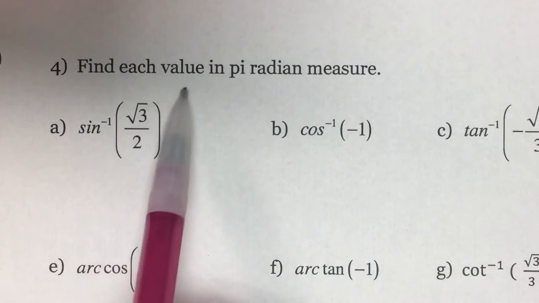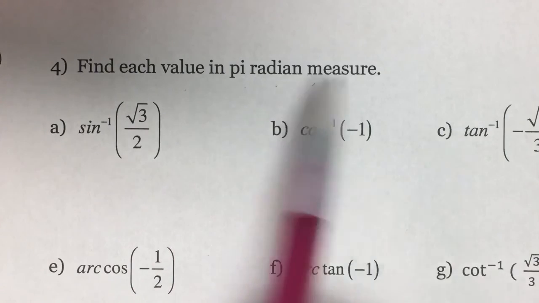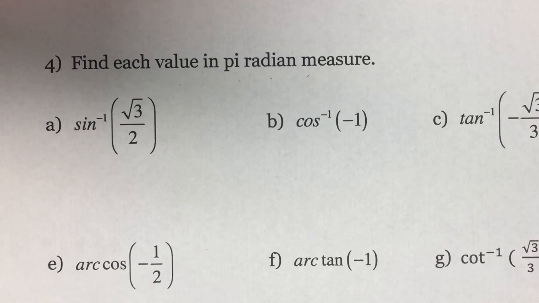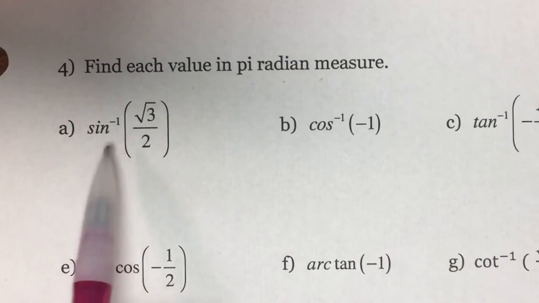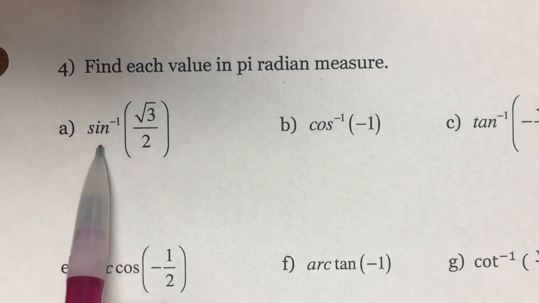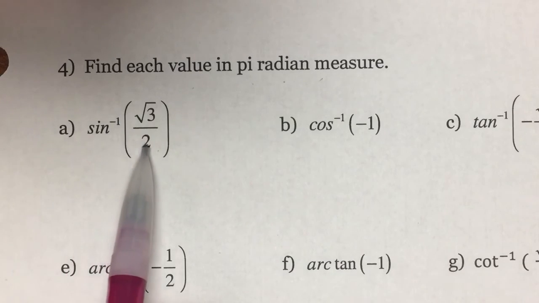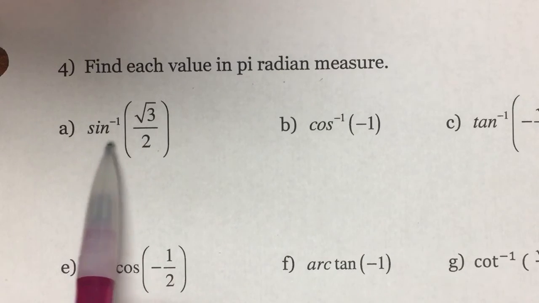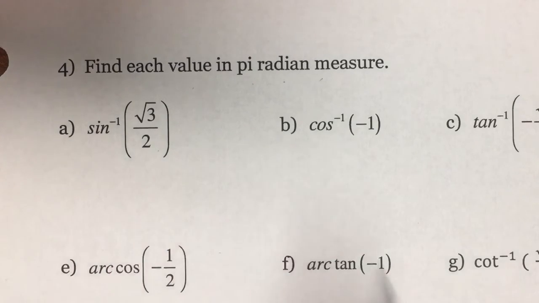And here's what I meant by that. So it says find each value in pi radian measure. So we're going to talk radians. Have your graphing calculator, by the way, handy because we're going to need it for number 5. Okay, so I want the inverse sine of root 3 over 2. Here's what that means. Read it this way. What angle, so this time I'm looking for the angle, has a sine of root 3 over 2?